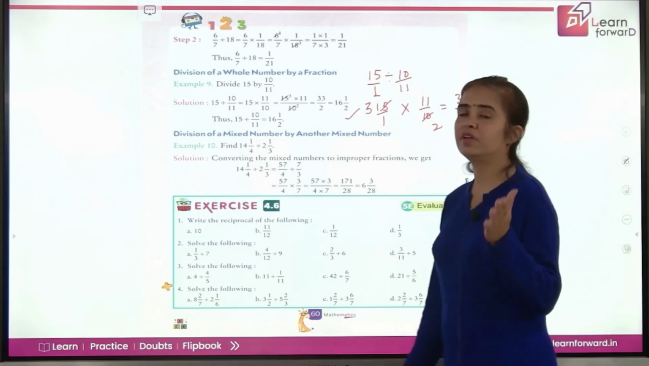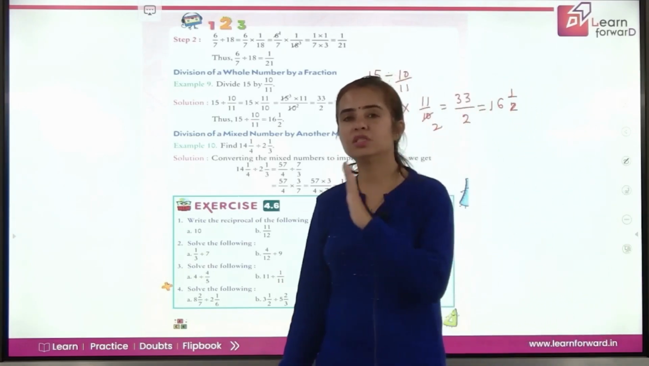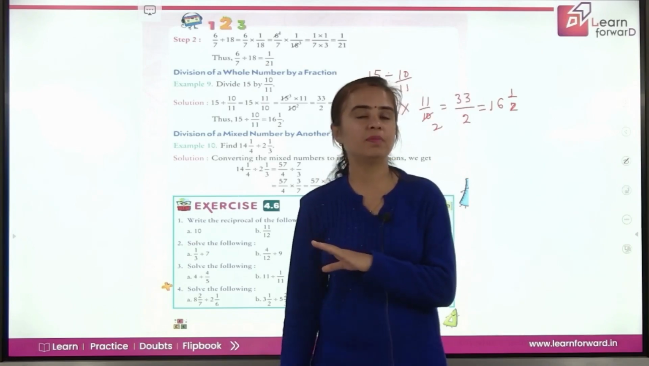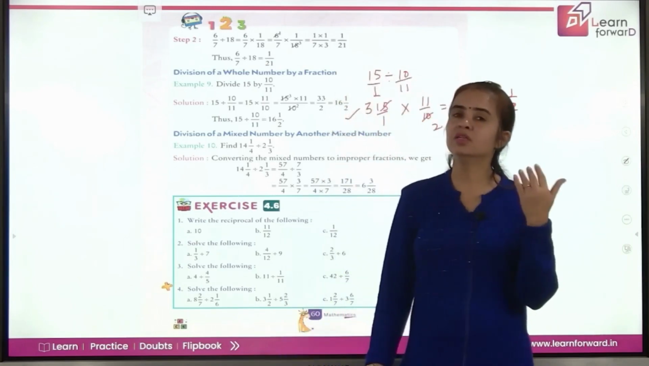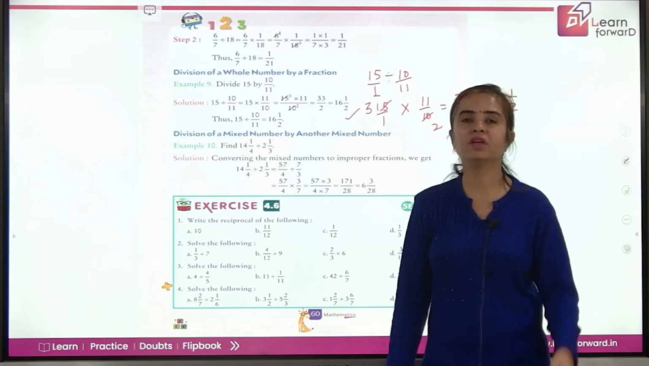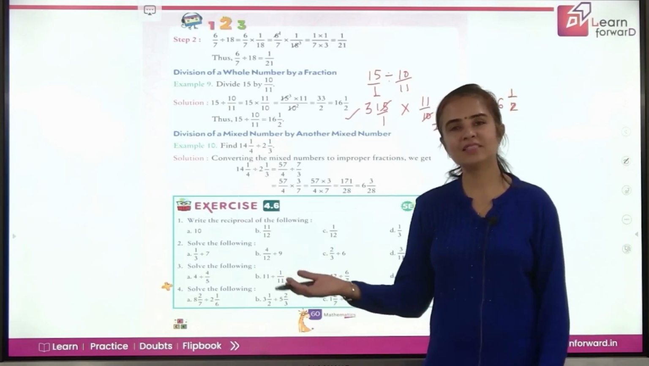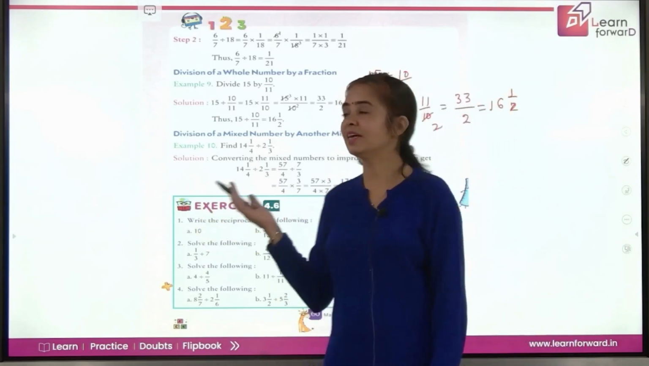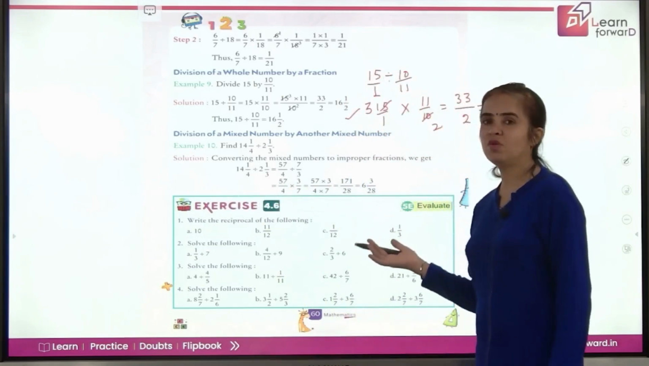And remember, when there's a mixed fraction, you have to change it into improper as we have done in multiplication. If there is a whole number, just change it into a fraction by giving it the denominator 1. That's it. I hope you'll be doing the exercise on this. Let's see what all do we have.